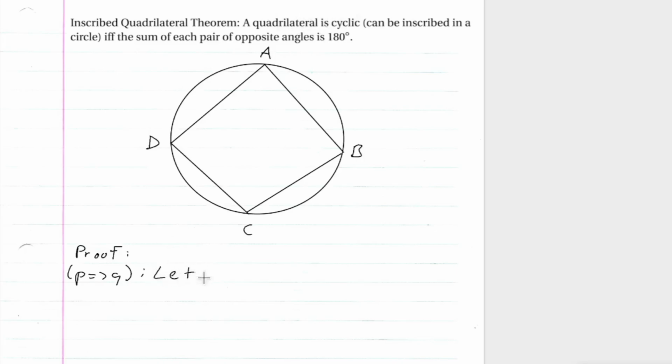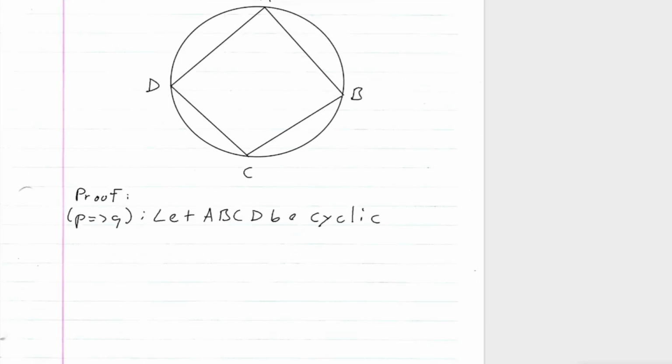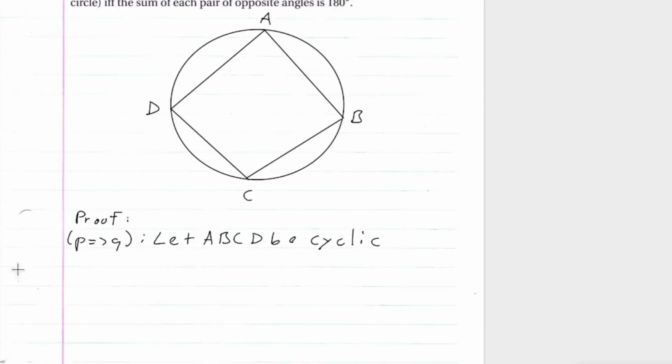So let ABCD be cyclic. Remember, that just means that ABCD can be inscribed in a circle. Since it is inscribed in a circle, by the inscribed angle theorem, we know that the measure of angle BAD, or angle A, is equal to half its corresponding arc, which would be arc BCD. And the measure of angle C is equal to half the measure of its corresponding arc, which is BAD.